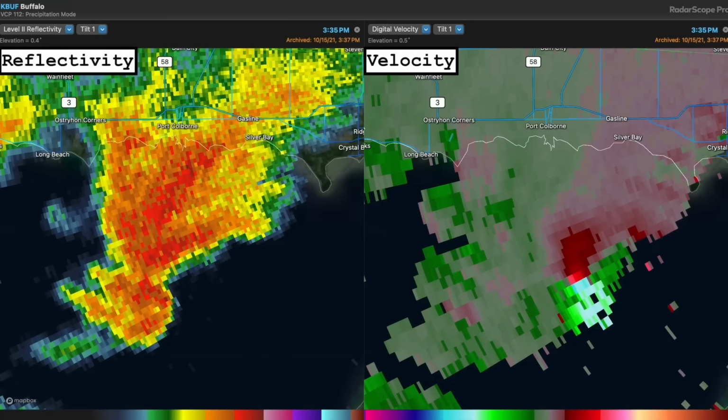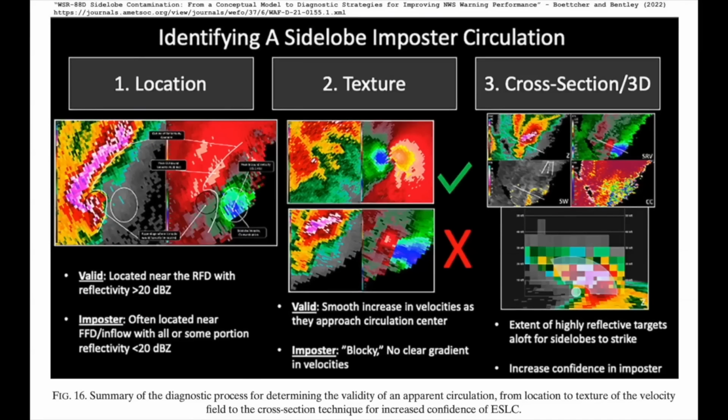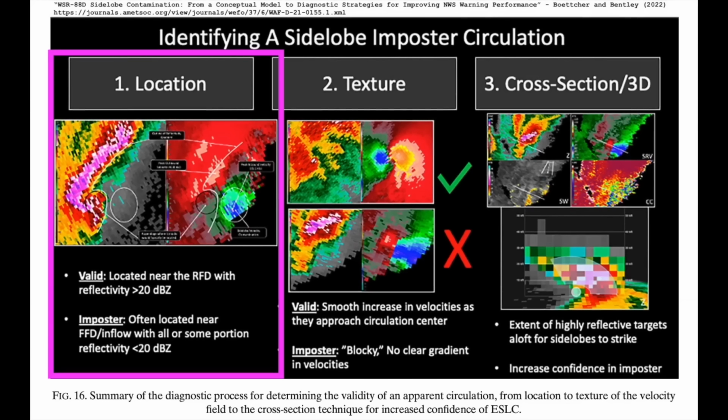You can see how easy it is to be fooled by one of these erroneous couplets, so always make sure that the velocity couplet in question is real when you're analyzing radar data. This graphic from Boettcher and Bentley 2022 gives a good workflow for diagnosing whether or not a circulation is legitimate or associated with side lobe contamination. Couplets induced by side lobe contamination will be misplaced from the hook echo or rear flank of the storm, typically with weak to no reflectivity in and around the false circulation.